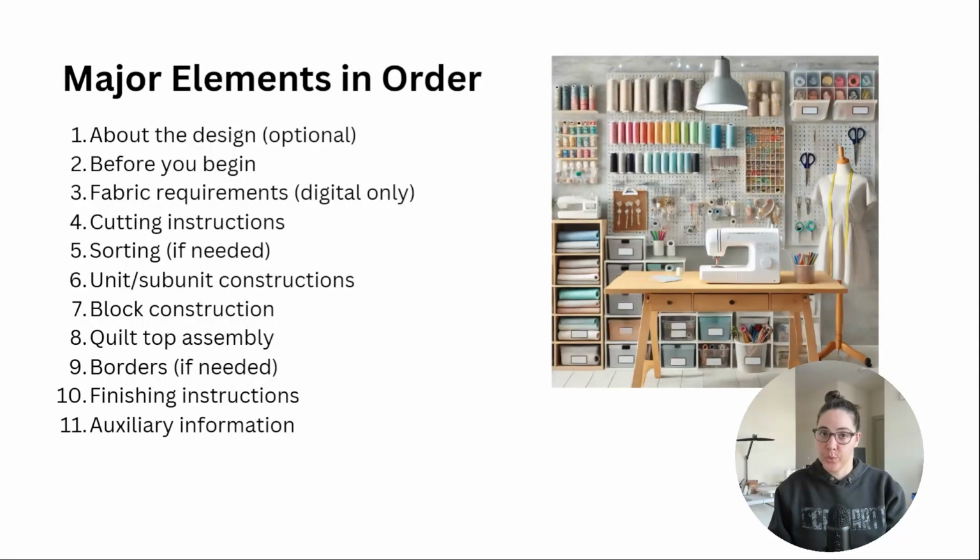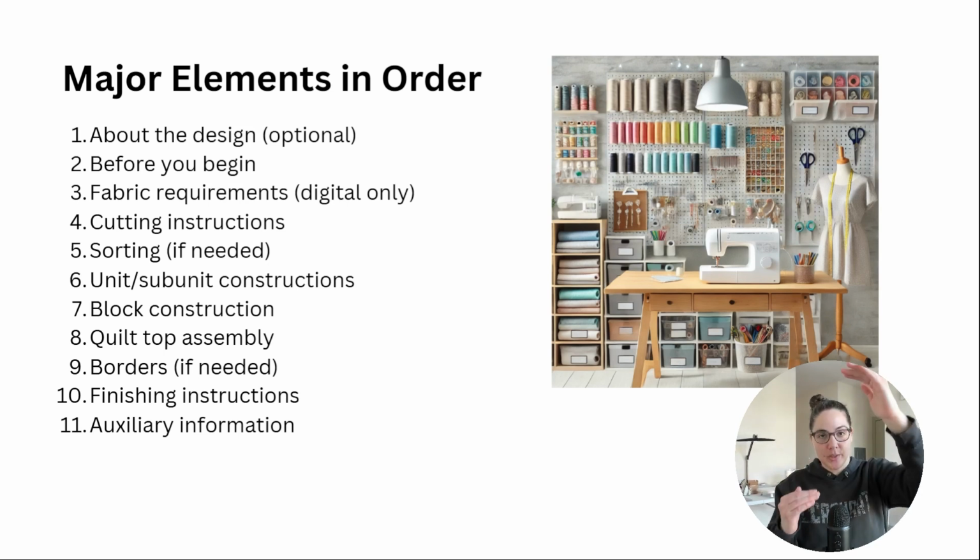Once you've got your quilt top assembled, maybe you have a section in there where you're adding borders. That needs to be its own section. There's enough going on with just assembling the quilt top that you don't want to kind of merge those things together if you can help it. If you don't have borders, feel free to skip that, obviously. And then you go into your finishing instructions and then any extra information you're including in the quilt pattern. We'll talk about what some of those things are in just a minute, but you want to put that after the finishing instructions, right?